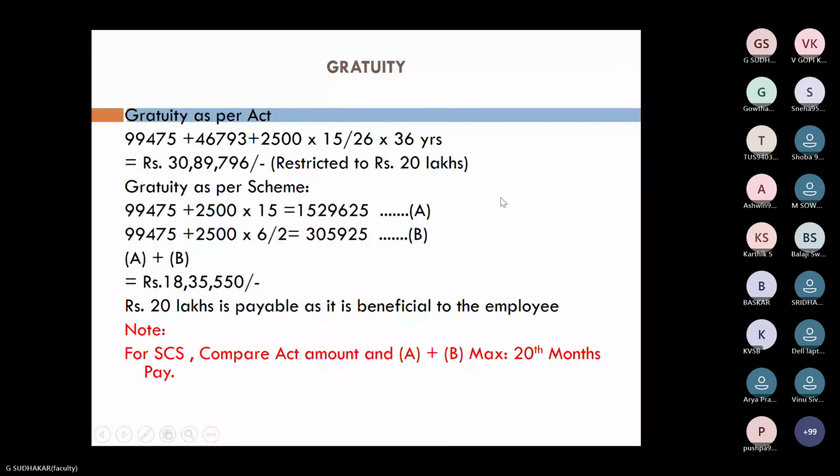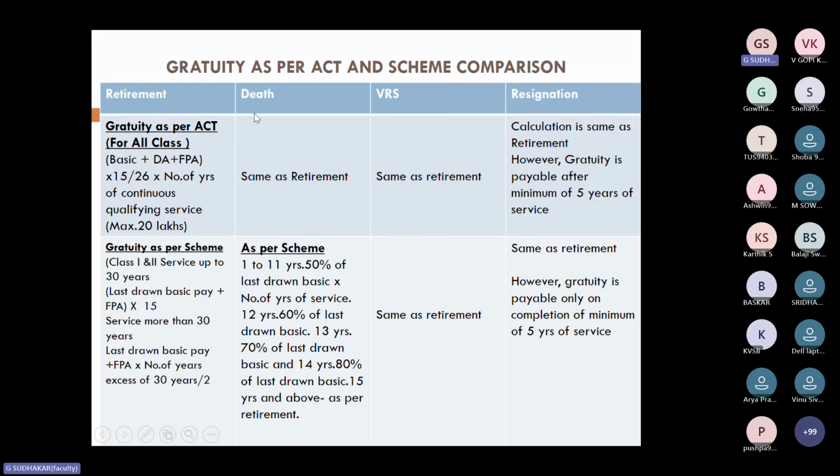Here I have given a slide, retirement: how to calculate as per Act for all classes the same, as per scheme 1 and 2, and as per scheme for class 3 I have given. Death, BRS, resignation. For resignation, calculation is as per retirement gratuity.